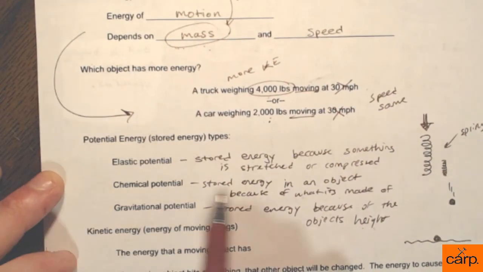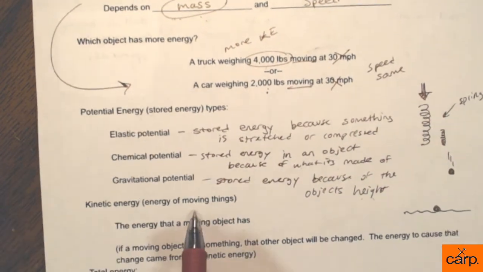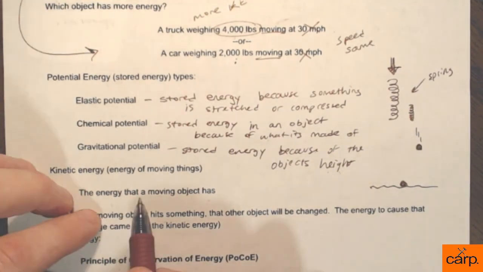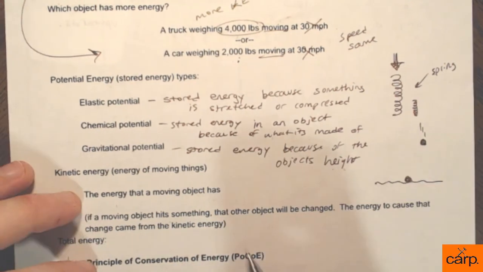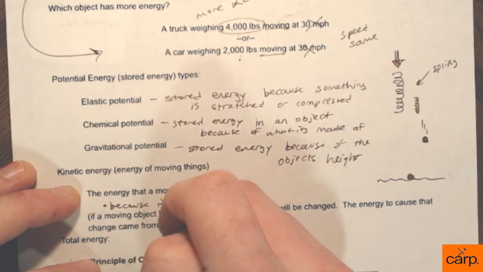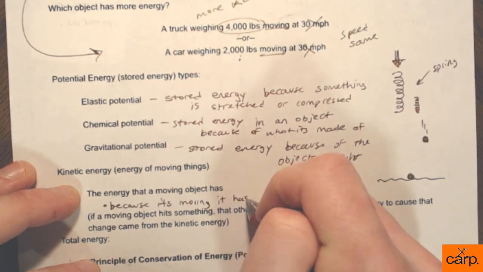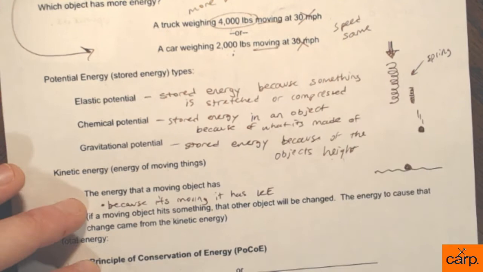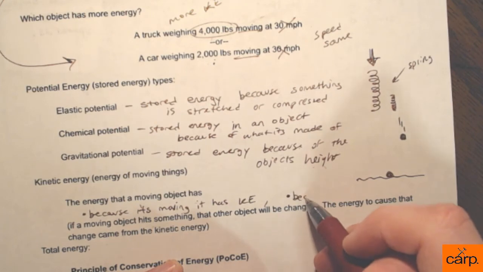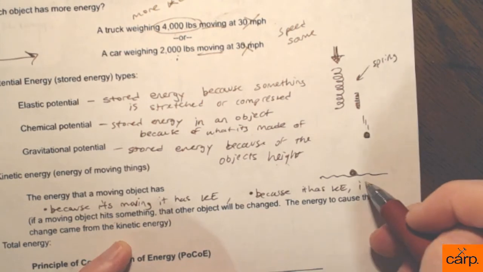All right, so those were some potential energies. Let's talk about kinetic energy now, a little bit more. Again, kinetic energy has to do with things that are moving. And we can say the energy that a moving object has, we can look at this in two different ways. So we can say because it's moving, it has kinetic energy. We can also say kind of the opposite. Because it has kinetic energy, it's moving.